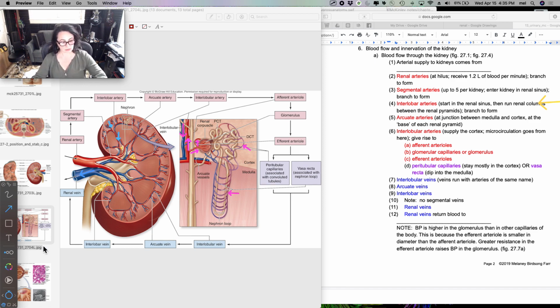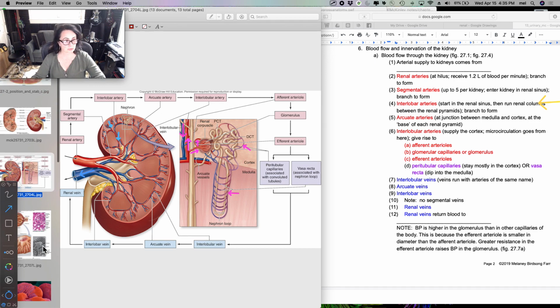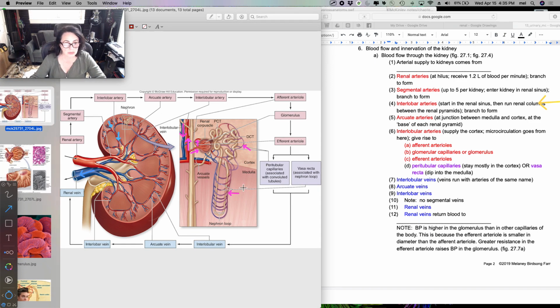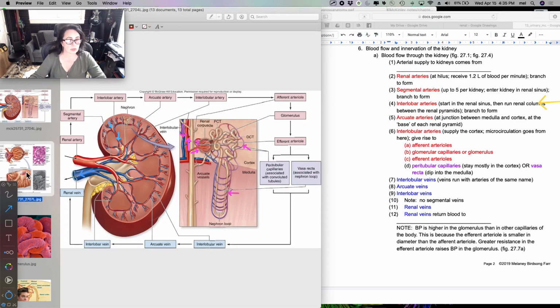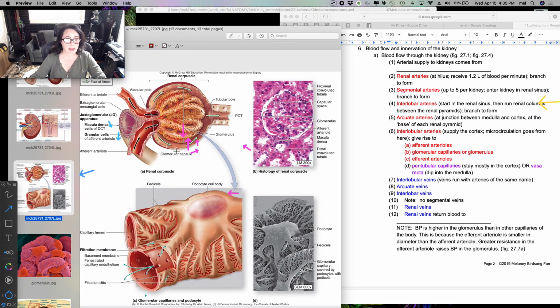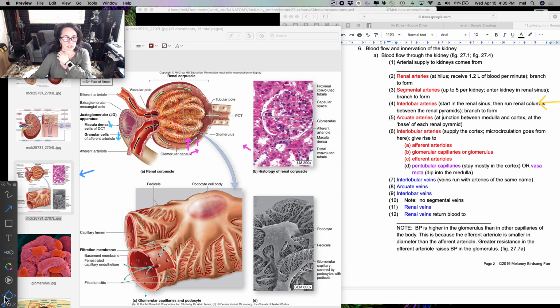So part of the reason they're so good at that is that if I blow this up right here, let me get rid of all these hairs real quick. I can see that the diameter of the afferent arteriole going in, right here, and the efferent arteriole going out, they're different diameters.